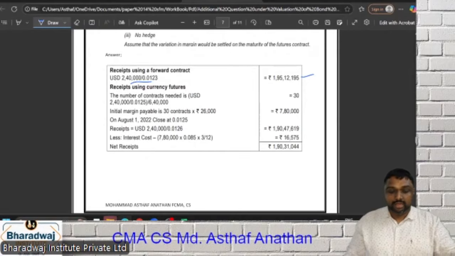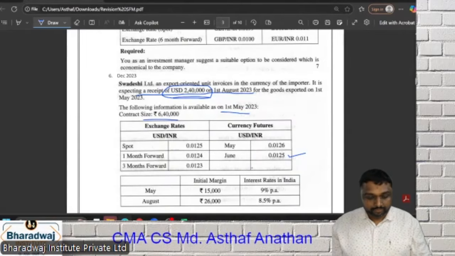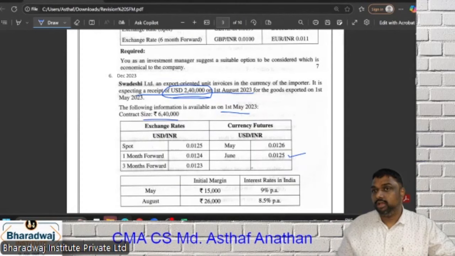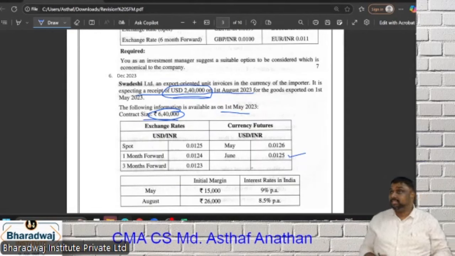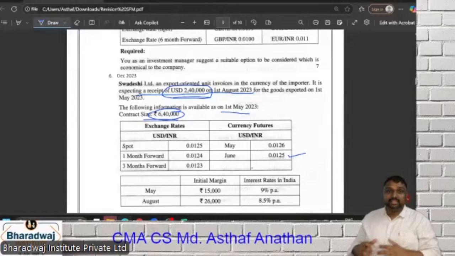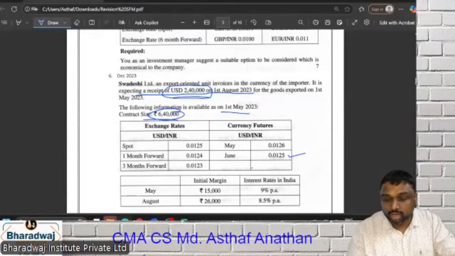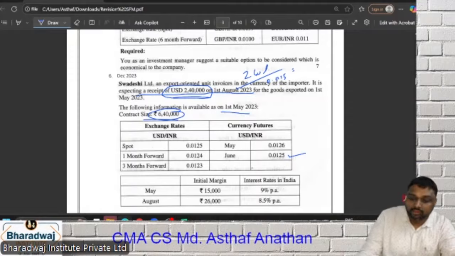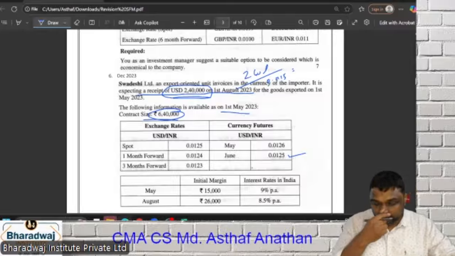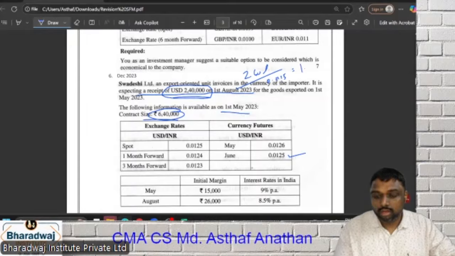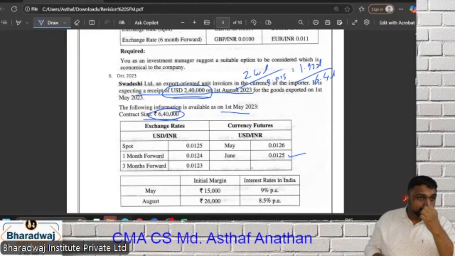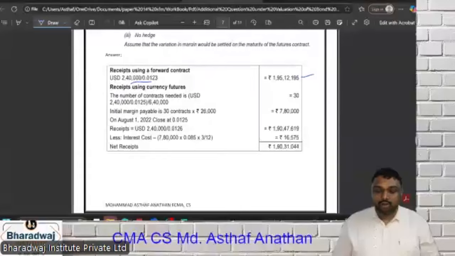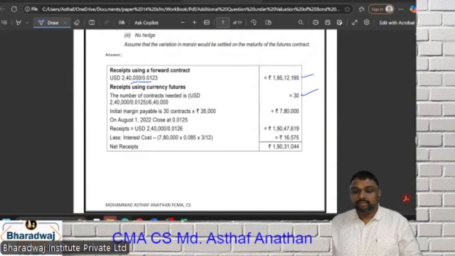The number of contracts. See here, how can you get the number of contracts? Very easy. See, 2,40,000 is in US dollars. The contract size is given here in rupees. We discussed one question from our ICMA study material, also in our workbook, where it was given in the currency pound. But here it is in rupees. So what you have to do? First, convert this 2,40,000. Your spot rate is 0.0125. What will you get? 2,40,000 divided by 0.0125, which gives 1 crore 92 lakh. This you have to divide by your lot size, which is 6,40,000. The margin money, everything will be on the basis of that lot size of 6,40,000. If I am not wrong, you will get 30. Are you clear, friends?